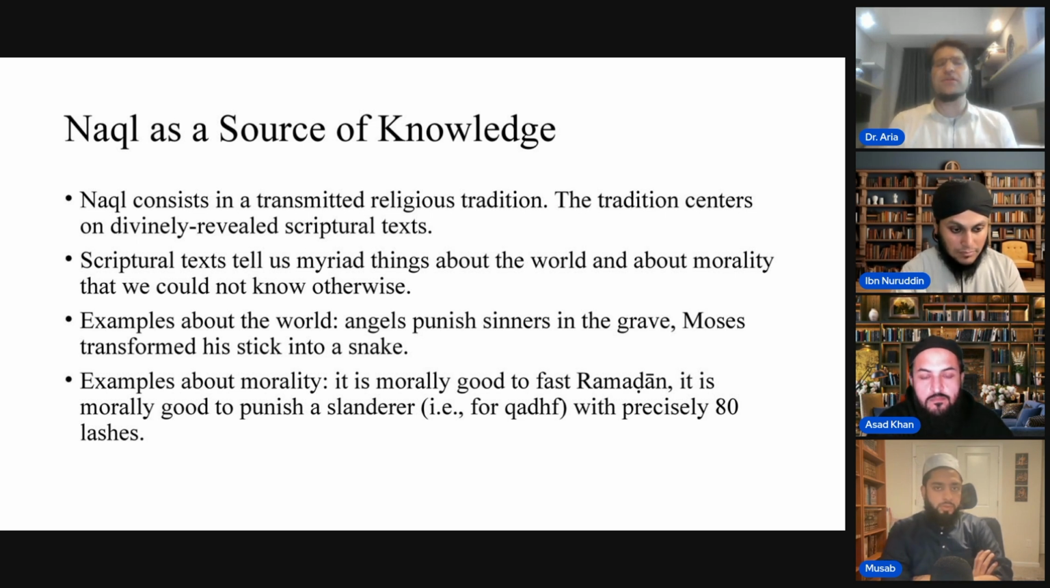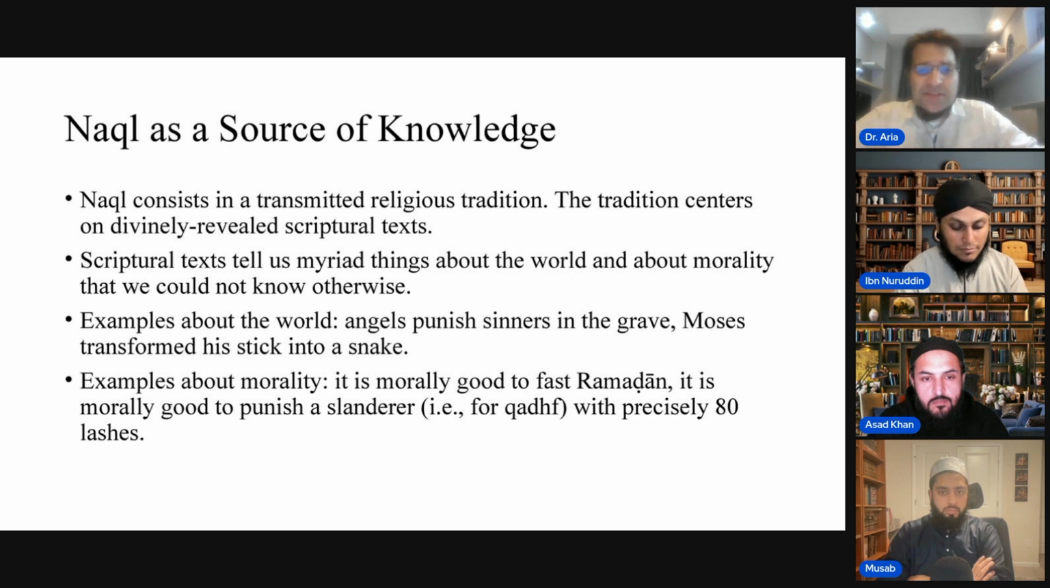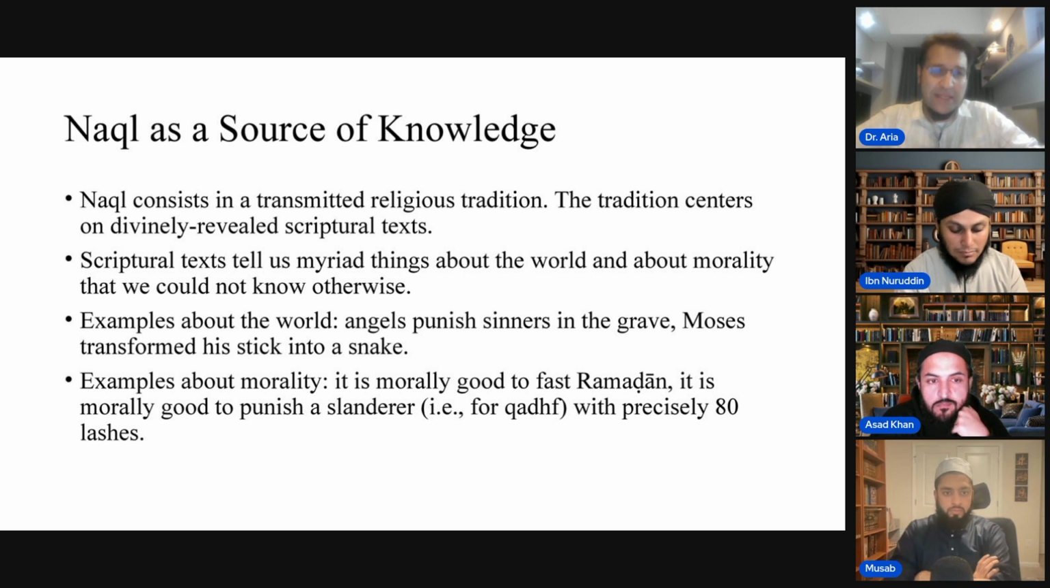Also, in a moment, I will explain that you can transmit religious tradition through embodied behavior, like, for instance, learning how to pray by watching your sheikh pray. But overall, we're talking about a transmitted religious tradition, and that at its core is understood to be these divinely revealed scriptural texts. And these scriptural texts tell us lots of things about the world, about the universe, and about morality that otherwise we could not know, we could not know independently based on our reason, based on our independent thinking.